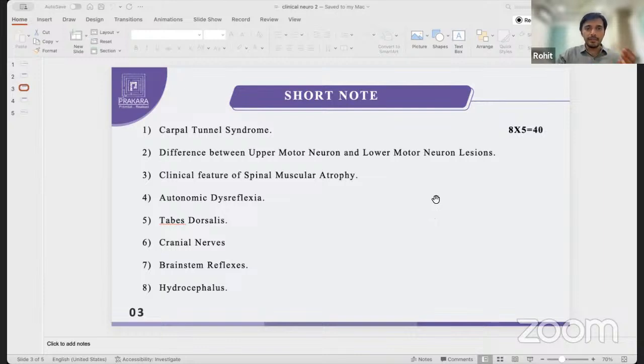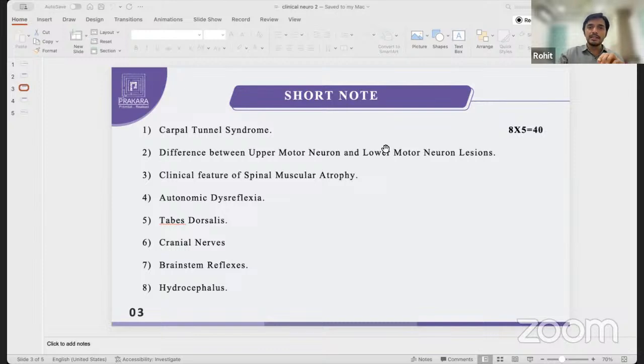Due to lack of time, I'm moving on to the next question, which is autonomic dysreflexia. Autonomic dysreflexia or autonomic hyperreflexia is the product of dysregulation of the autonomic system, which is an imbalance between the sympathetic and parasympathetic system, leading to an uncoordinated response to a painful stimulus below the level of a spinal cord injury.